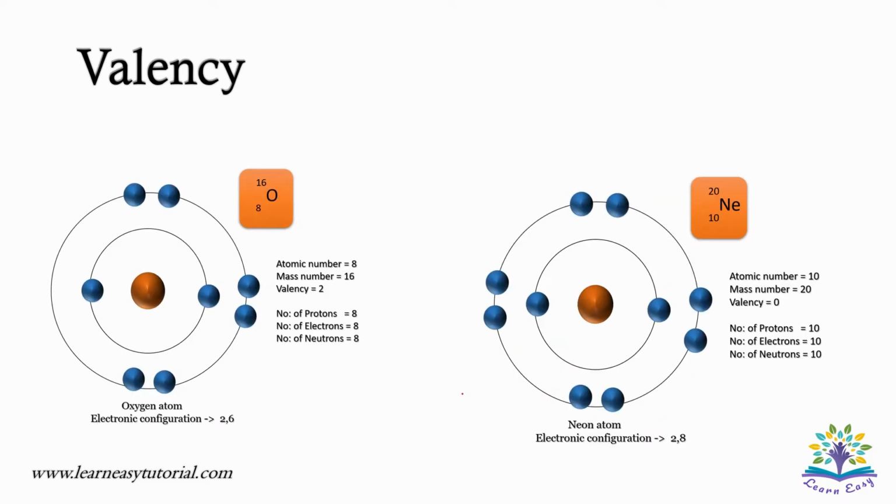According to the octet rule, if an atom has a valence shell other than K shell, it should have 8 electrons in order to become stable. In this case, oxygen has only 6 electrons in its outermost shell, whereas neon has 8 electrons in its valence shell. Therefore, neon is stable, whereas oxygen is not.